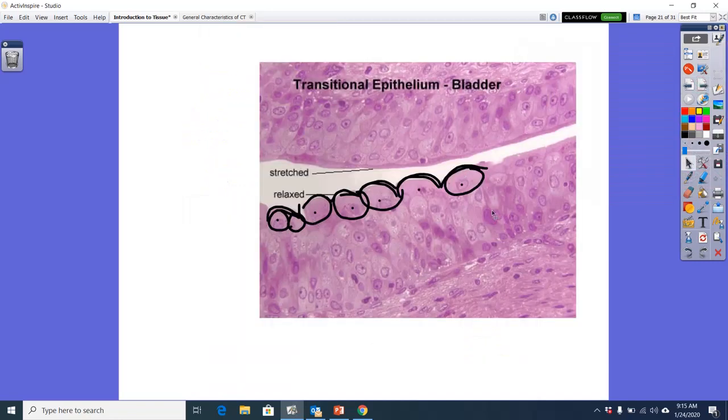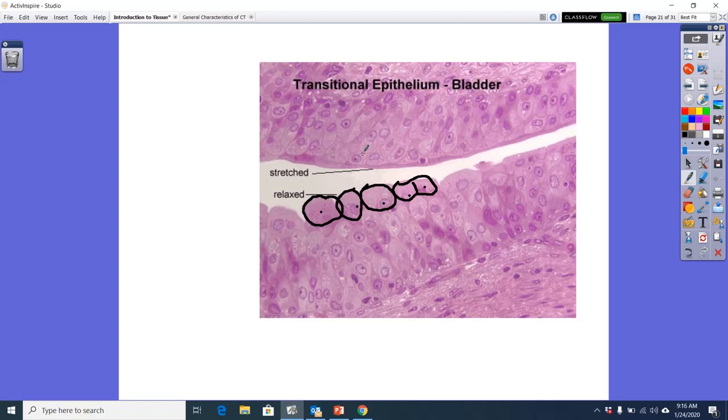We look at this picture here, you can see two comparisons of the stretched bladder or the full bladder versus the relaxed bladder. Either way, okay, let's do relaxed first. Either way though, the cells at the top are very rounded. Okay, you won't have that in stratified squamous. That one's probably two cells. You can't really see the cell membrane very well.